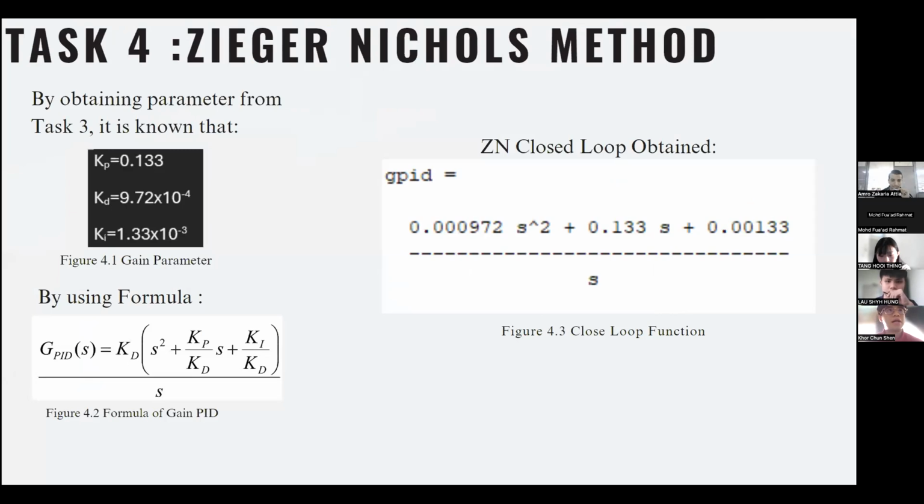Thank you, Amro. I'm Chunson, and I'll proceed with task 4, which is the tuning method. There are two types of tuning method being used. Firstly is using Ziegler-Nichols method and also using auto-tuning. So let's see about the Ziegler-Nichols method.